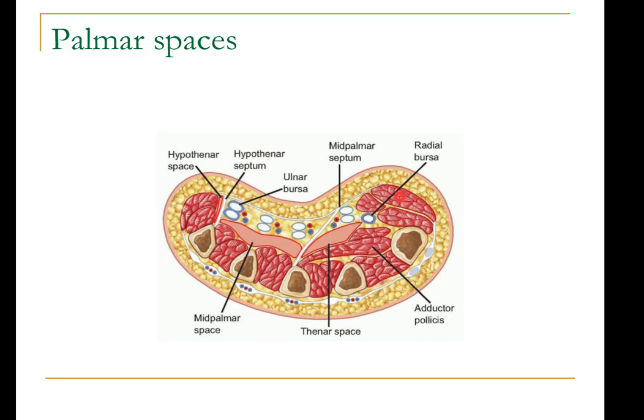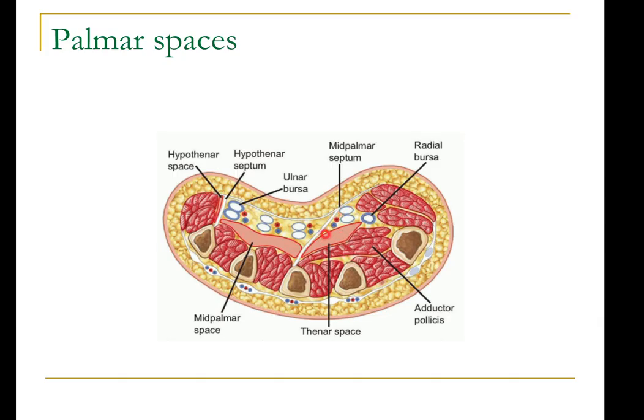Coming to the palmar space, before knowing about the spaces, this is the section of the hand where you can see this is the radial side and this is the ulnar side. Here you can see the thenar muscles and these are the hypothenar muscles, and here you can see the flexor digitorum superficialis. These four are the flexor digitorum superficialis and these four are flexor digitorum profundus tendons.